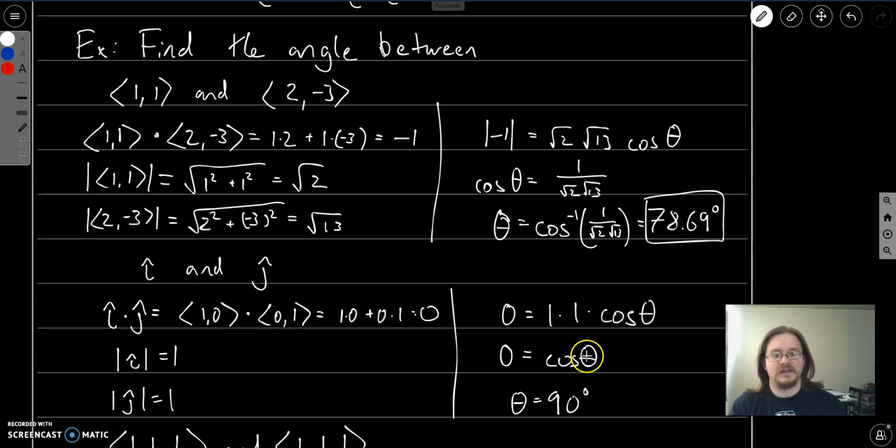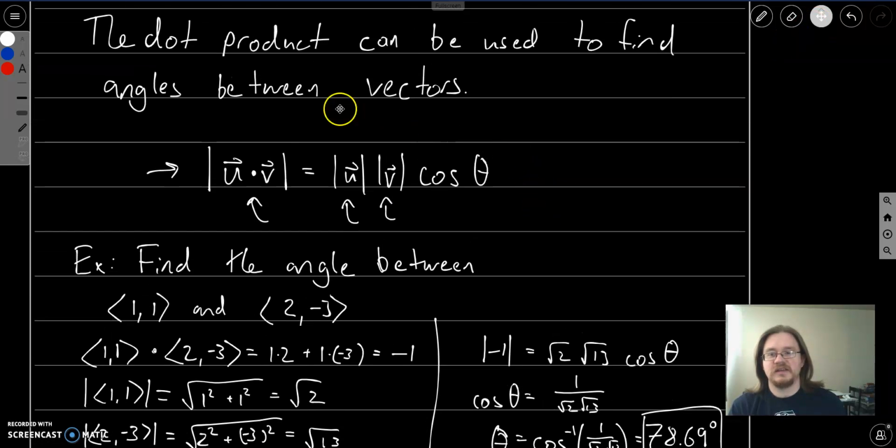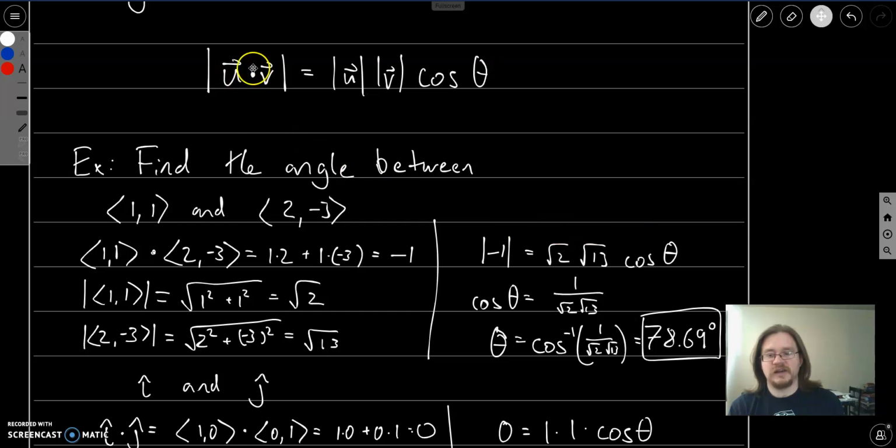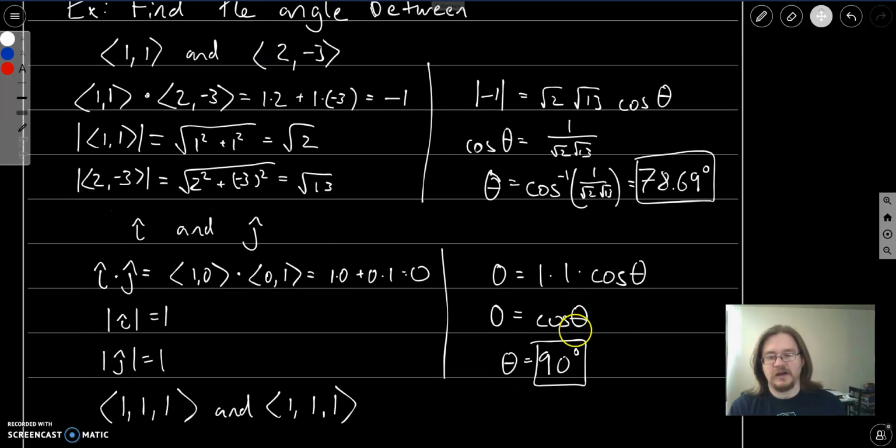Hello and welcome back. In the previous video, we had just done a couple of examples where we were trying to find the angles between vectors using our formula. The way this works is we take the absolute value of the dot product, which should be equal to the length of u times the length of v times the cosine of the angle between them. So it's just finding a dot product, finding the lengths of a couple of vectors, and using our cosine to find that angle.